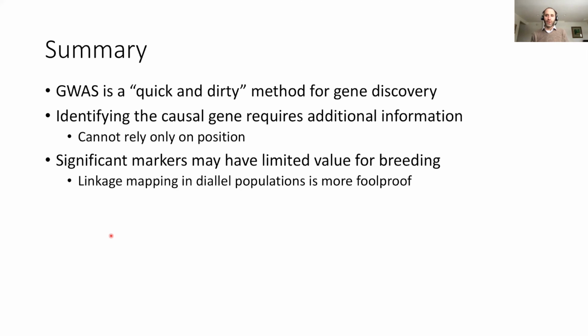When you have the capacity to do linkage mapping, and for breeders, you are constantly generating populations that are well suited to that, I think that it's more foolproof, and it's, for me at least, easier to convert those results into something that I can take action on in terms of haplotype selection. So I think I'll stop there and be happy to take any more questions if we have them.